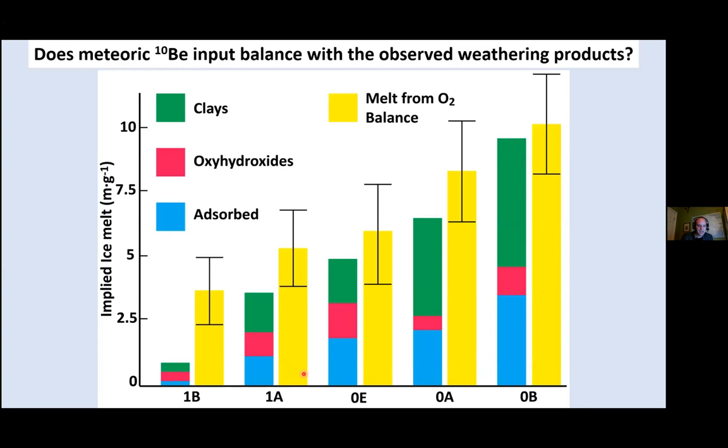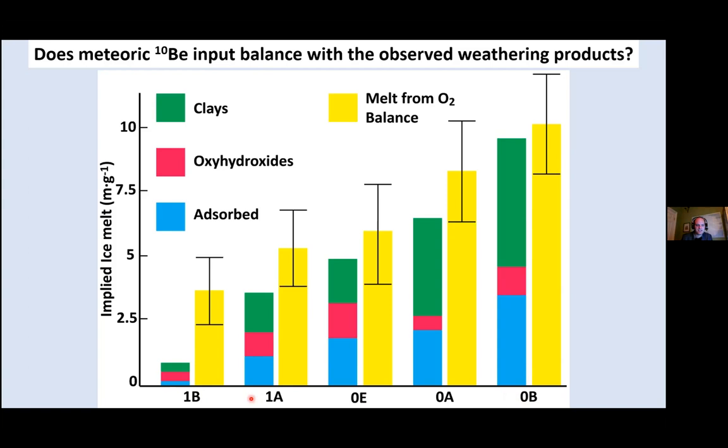And what you're looking at here, normally 10Be is measured in atoms per gram. But instead of atoms, we've changed it to implied ice melt here, because we know its concentration in ice. So this is the meters of ice melt per gram, as well as the speciation into the sorbed 10Be, the 10Be in oxyhydroxides, and the 10Be in clays. And these are the five samples that we've analyzed so far at the site.